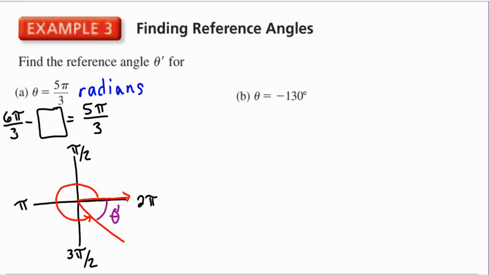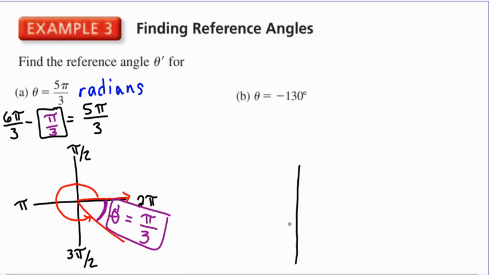Well, 6 pi over 3, take away pi over 3 leaves us with 5 pi over 3. So our reference angle is going to be pi over 3. That's going to be the reference angle if you go to the nearest x-axis. For B, we have theta equals negative 130. We're looking for the reference angle if our original angle is negative 130.